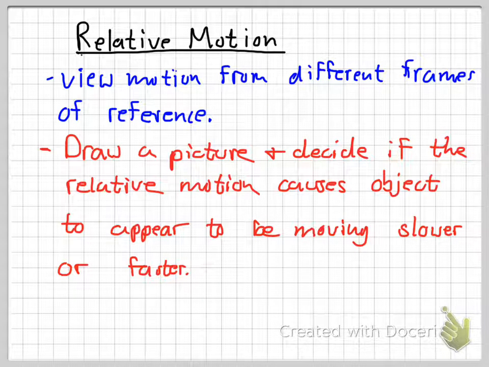So anytime you have a relative motion situation, start out by drawing a picture. Use your picture to decide if the relative motion is causing the objects to appear to be moving faster or slower. If they're moving slower, then you're going to subtract. If it appears that it's making them move faster, then you're going to add.